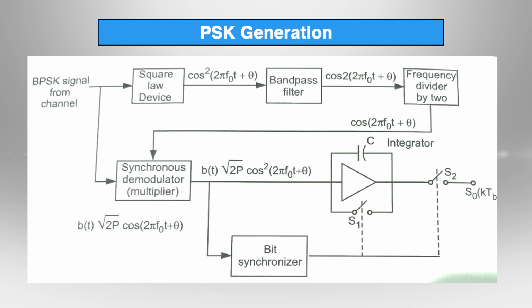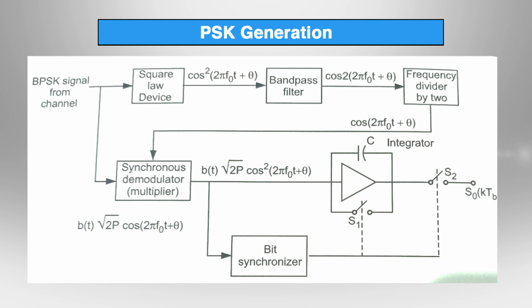The same is applied to the frequency divider by 2. Here you will find a division of frequency by 2, and this is a must. It has the equation you can find here, cos of 2 pi f c t plus theta. This signal is given to the synchronous demodulator, that is what we call a multiplier. At the same time, for synchronization purposes, the multiplier also takes the input PSK signal, in comparison with the frequency divider signal. Here you will find the synchronization purpose: what the input was and, compared to the input, what changes are at the output.